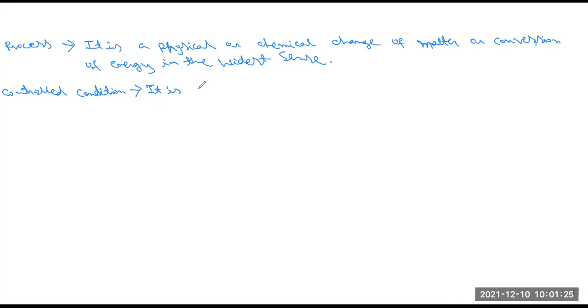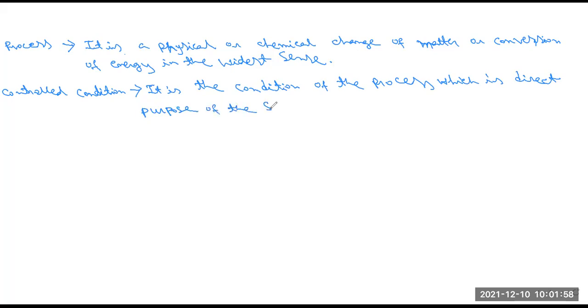It is the condition of the process which is the direct purpose of the system to control. Okay, this is basically the control condition. So it is the condition of the process which is the direct purpose of the system to control. This is called the control condition.